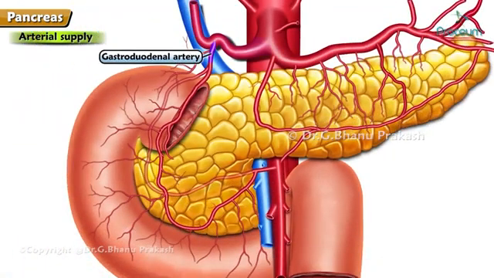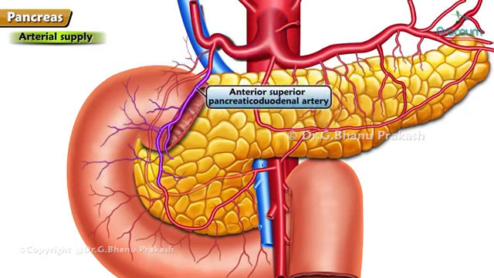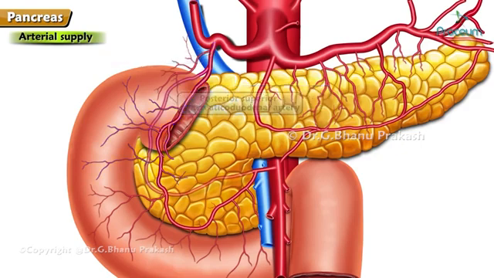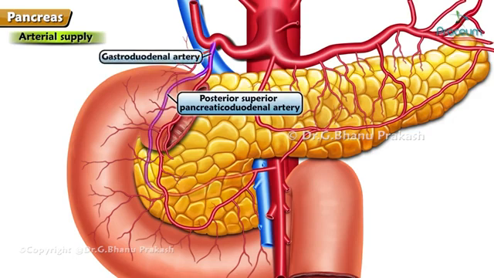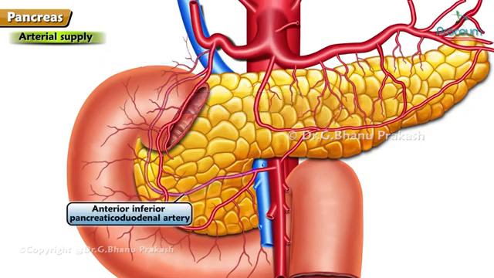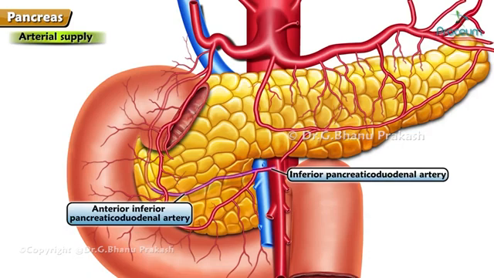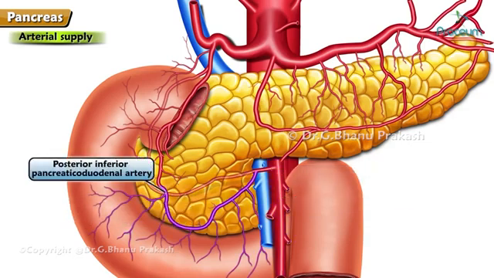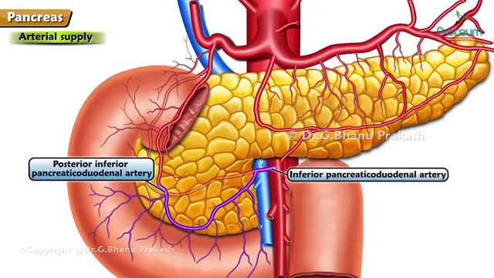Gastroduodenal artery from the common hepatic artery, a branch of the celiac trunk. Anterior superior pancreatico-duodenal artery from the gastroduodenal artery. Posterior superior pancreatico-duodenal artery from the gastroduodenal artery. Anterior inferior pancreatico-duodenal artery from the inferior pancreatico-duodenal artery, a branch of the superior mesenteric artery. And posterior inferior pancreatico-duodenal artery from the inferior pancreatico-duodenal artery, a branch of the superior mesenteric artery.